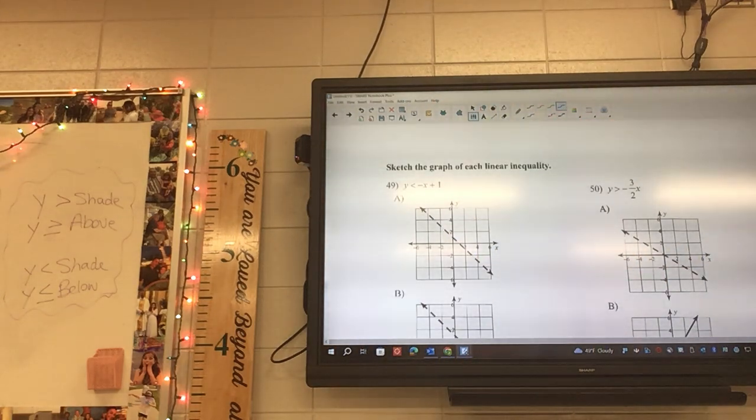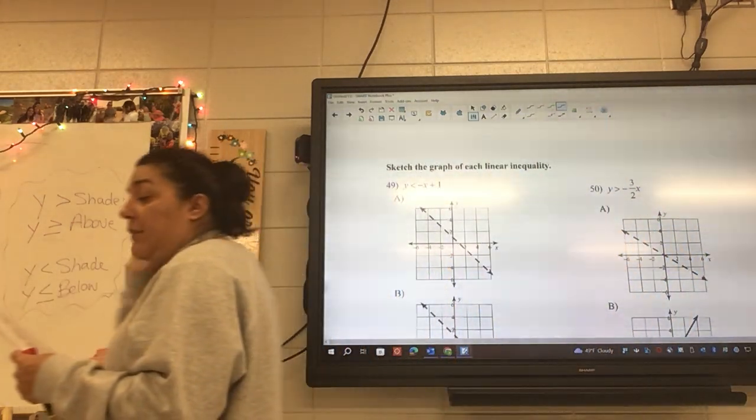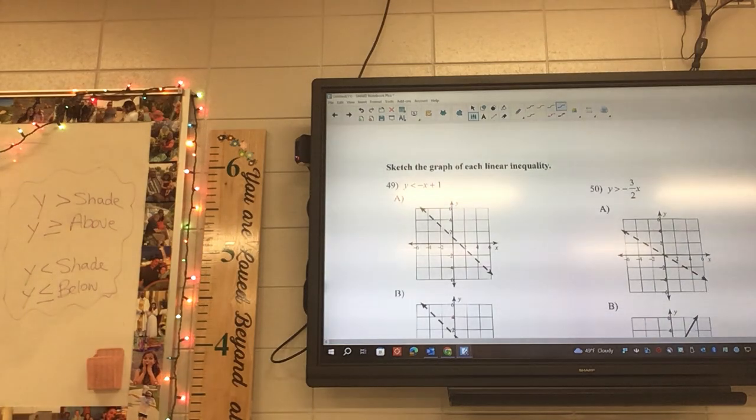Okay, 49. What I would suggest you check is, is the line solid or dotted? What should it be? And is it a positive or negative line? Those are going to be two distinguishing factors between the two. So if we look at 49, should it be a solid or dotted line? Dotted, so can we eliminate anything? No. Okay, should that slope be a positive line or a negative line? Negative line.